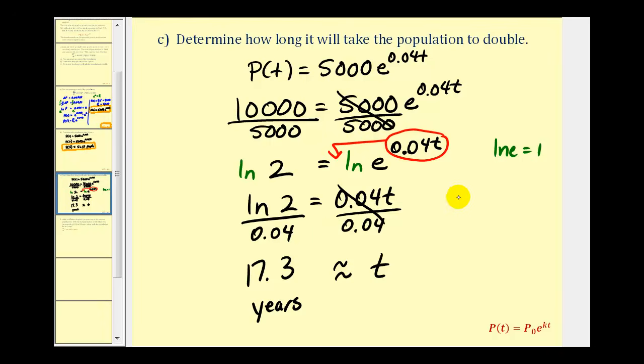I do want to point out there's a shortcut for determining doubling time. Let's call it capital T. The doubling time is always going to be equal to natural log 2 divided by the growth rate, we'll call k.